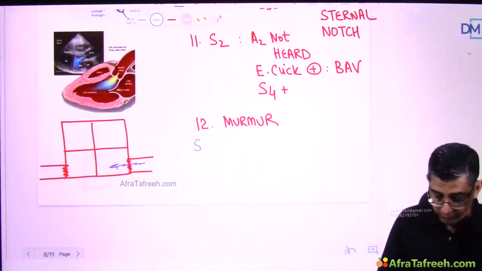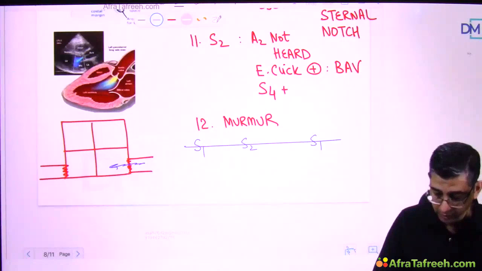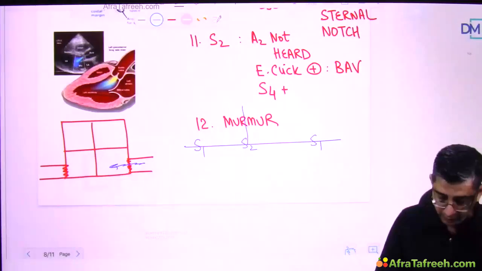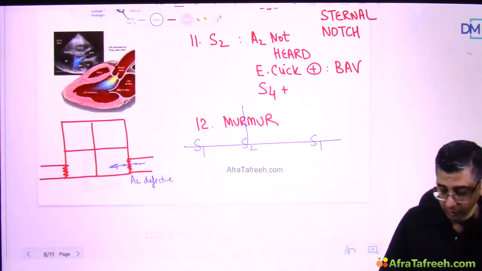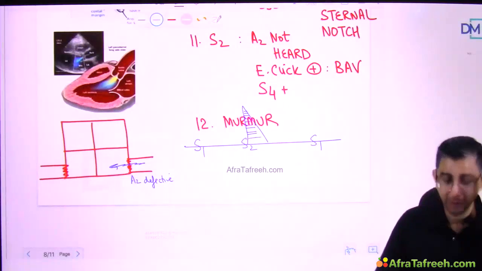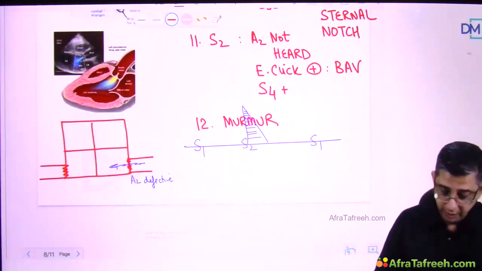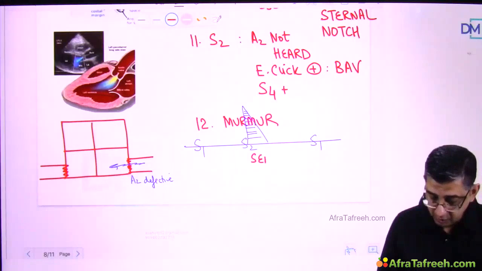Therefore, when you auscultate this patient, during the phase of diastole, that is the moment the S2 will happen, that is closure of A2, the A2 is defective in this case. The moment the A2 happens, you will be able to hear a murmur in this patient, and this murmur is called an early diastolic murmur. The traditional description for this is a seagull murmur.